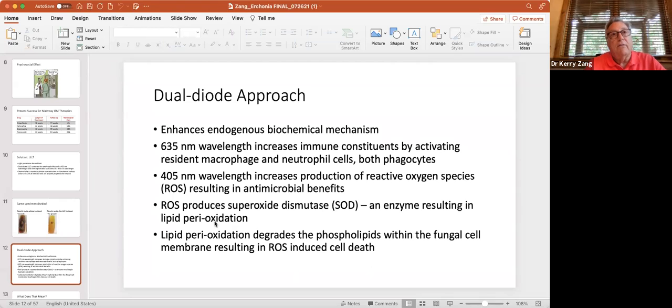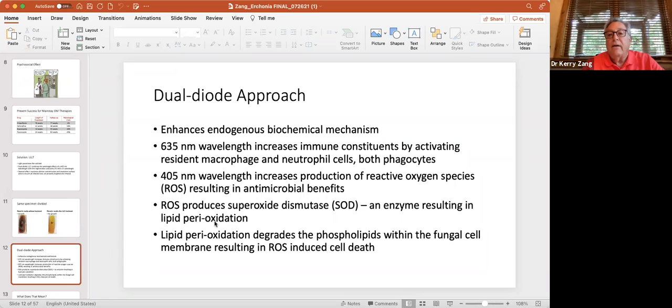It mobilizes the patient's own growth factors to come to the area. It's mitochondrial stimulation. It increases nitric oxide, which increases the macrophage and neutrophil cells to come to the area. And it also increases the vascularity.